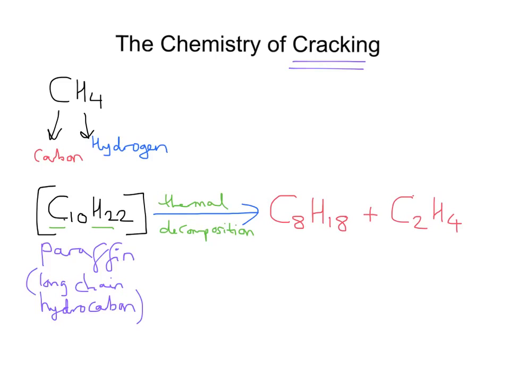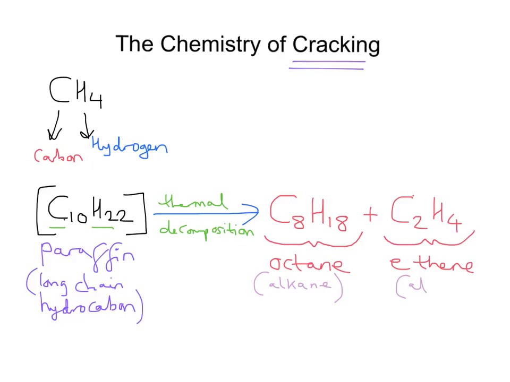Now, C10H22 paraffin is an alkane. That's an alkane molecule because there are no double bonds. What we've got here, C8H18, if we follow the general rule for alkanes, CnH2n+2, the formula to work out how many hydrogens you have, is something called octane. Octane contains 8 carbon atoms, and that is useful for petrol. But we've also got this C2H4, and that is called ethene. Now, ethene is an alkene. So we've got a shorter alkane from paraffin, but we've also got a very small alkene.